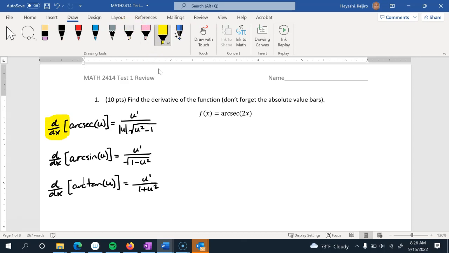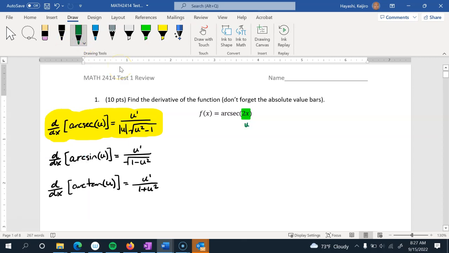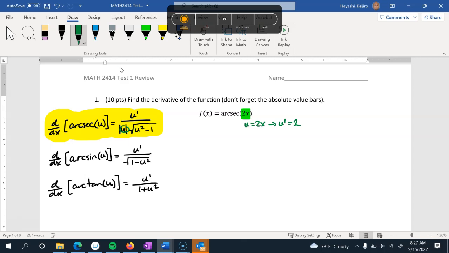Okay. But the one that we're interested in today is this one, although it may be a different one on the test, who's to say. So first of all, just remark that it's not just arcsecant of x, it's arcsecant of 2x, but that's not going to be so much more complicated. All it means is that u is 2x, and then u prime will be 2. And then just shove that in here for u prime, and here for 2x.